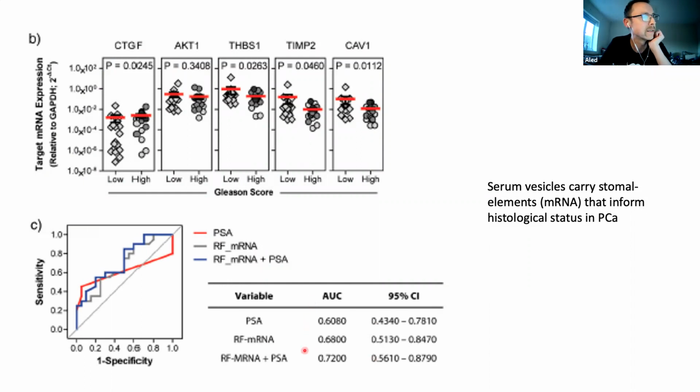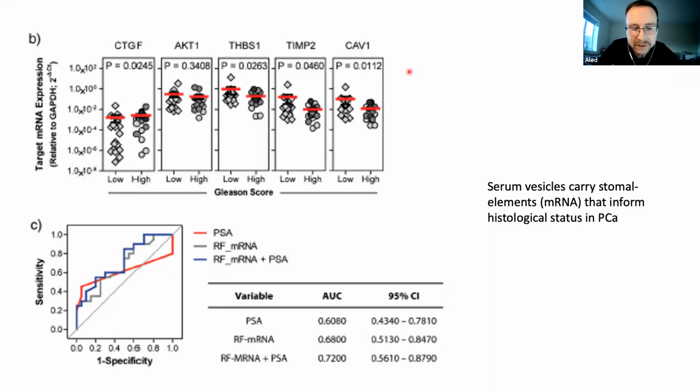But the pattern is that our RNA is better than the PSA alone, and our RNA plus PSA as a combined score is better still, identifying significant from insignificant disease. So this is a very ropey assay at the moment, and we have an ongoing project to look at things in the vesicles by RNA-seq, which are less obvious.